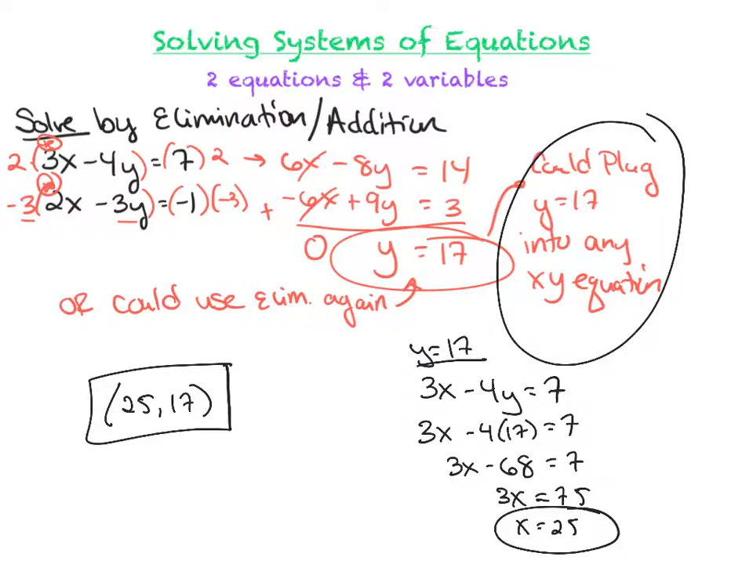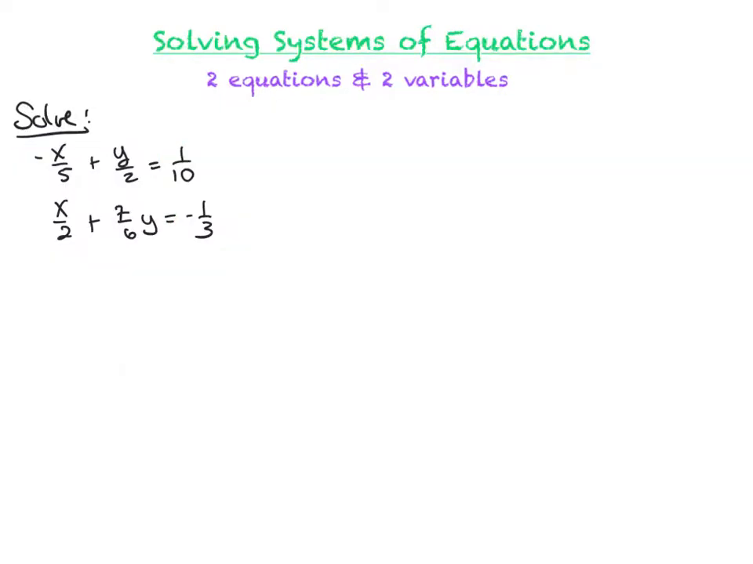Let's do one or two more examples. All right. For this next set of equations, let's make them a little bit uglier. Let's solve negative x over 5 plus y over 2 equals 1 over 10, combined with x over 2 plus 7 over 6 y equals negative 1/3. Now, at first glance, those look pretty terrible, but what is wonderful about these is we have an equal sign in each one of them, which means we can clear away our fractions, which is exactly what we're going to do here.